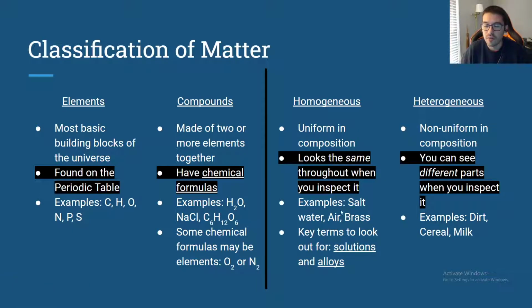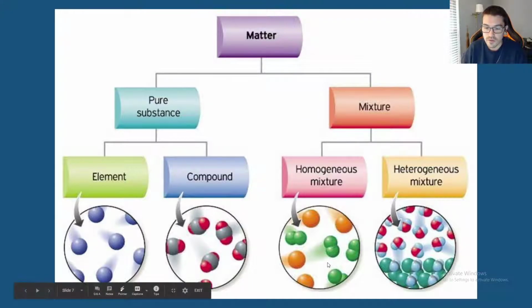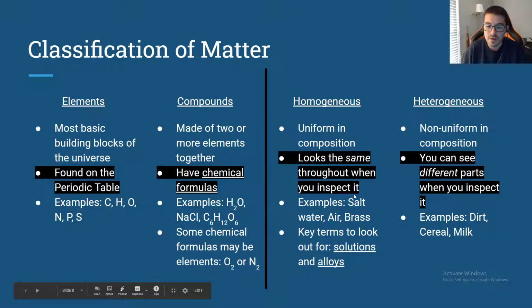It really helps to think of examples. An example of a homogeneous mixture would be salt water. You take a glass of water, you pour some salt into it, you mix it up, and you can't see the salt anymore. The salt dissolves into the water. That's a mixture, because there's water and there's salt, but you can't see the different parts anymore. It's nice and well mixed together. So that's what a homogeneous mixture is.